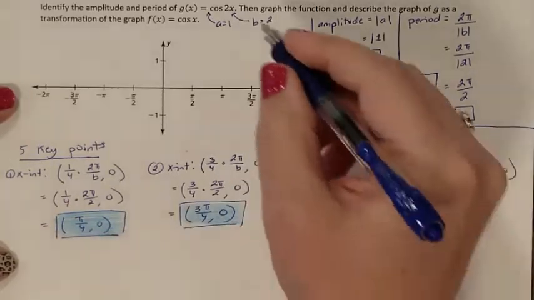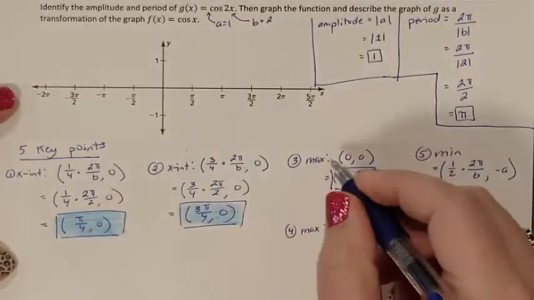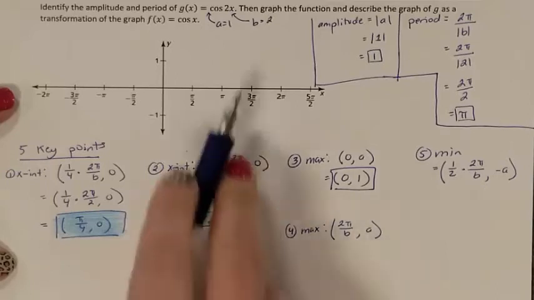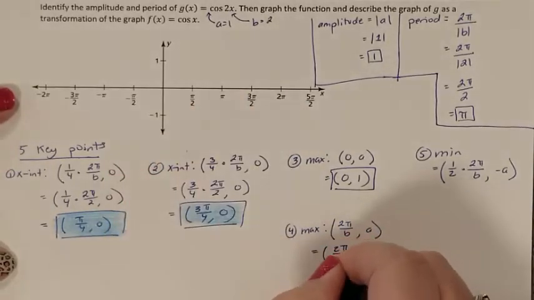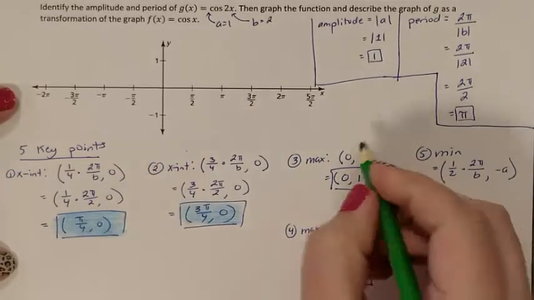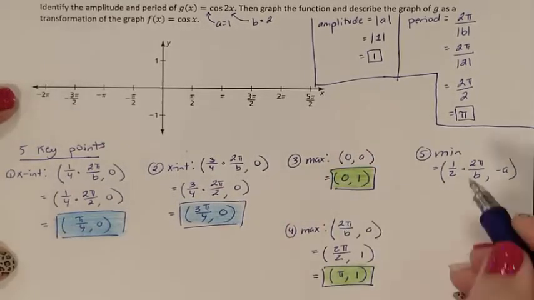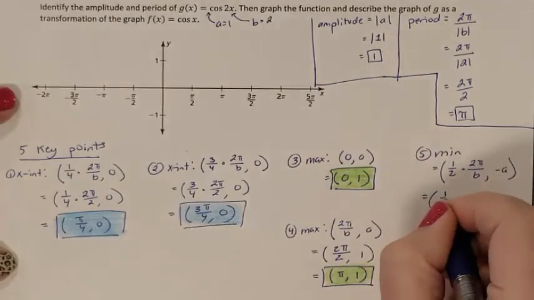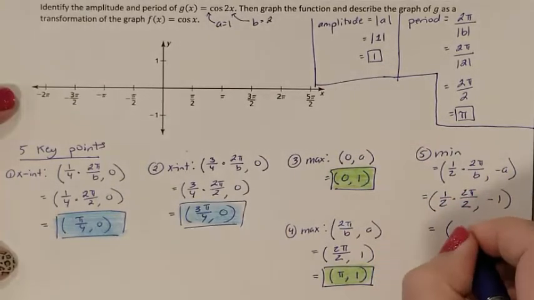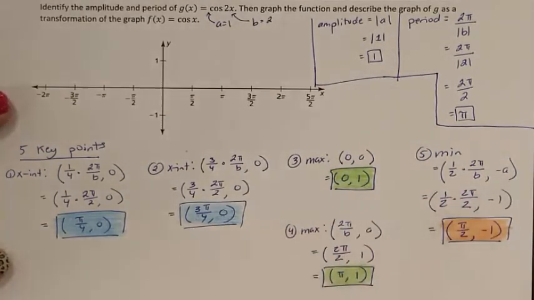My max requires a. So there's max 1. My second max requires both a and b. So here are my 2 maxes. Last I need to find my min. Min requires both a and b. So now that I found all 5 of my values, let's go ahead and graph them.